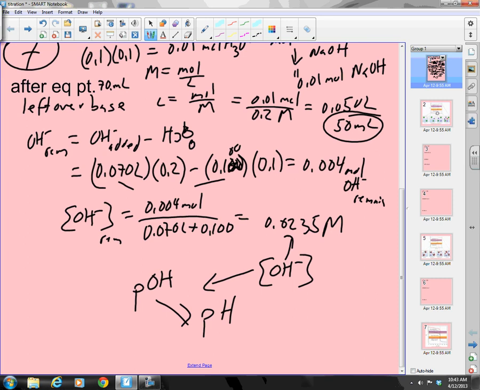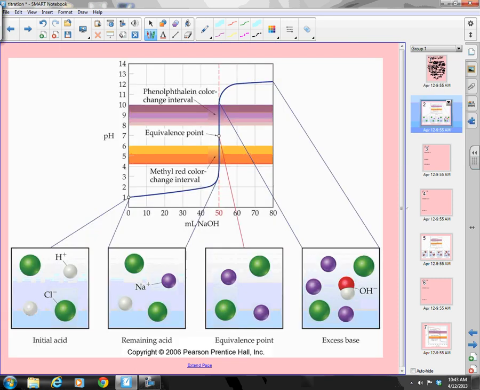Now, what does that curve look like? Strong acid by a strong base. We're going to start off with a very low pH. The slope of the line is going to be pretty flat here, and then I'm going to have a rapid increase and then another flat zone. The rapid increase is indicative of a strong acid by a strong base.